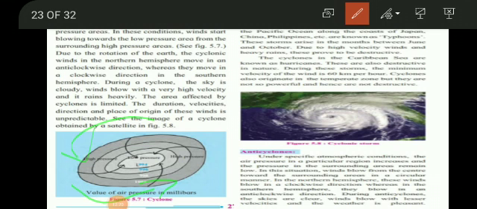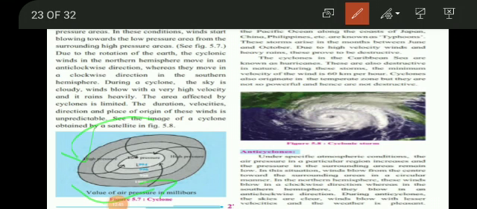During cyclone, the sky is cloudy, winds blow with very high velocity, that is very high speed, and it rains heavily. The area affected by cyclone is limited. The duration, velocity, direction and place of the origin of these winds are unpredictable. We can't predict exactly where the cyclone will be generated.